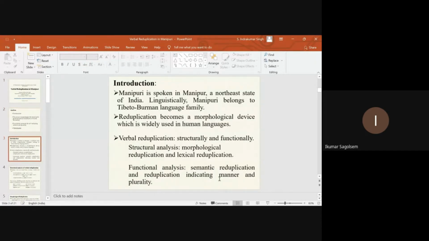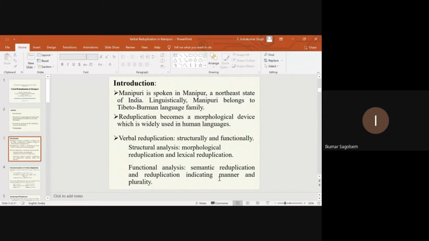Manipuri, also known as Meiteilon, is a Tibeto-Burman language which is spoken in Manipur, a northeastern state of India. In this language, reduplication plays a significant role in communication. In fact, reduplication is a morphological device which is widely used in human languages. Word classes such as noun, pronoun, verb, adverb, and adjective undergo reduplication in Manipuri, but the traditional studies on Manipuri reduplication are confined only to categories such as nouns, pronouns, adverbs, and adjectives.